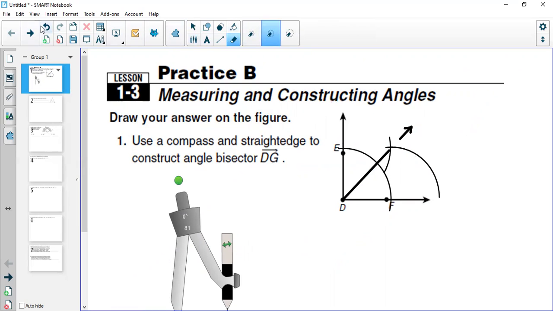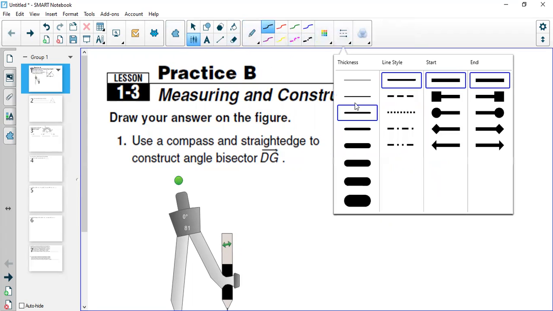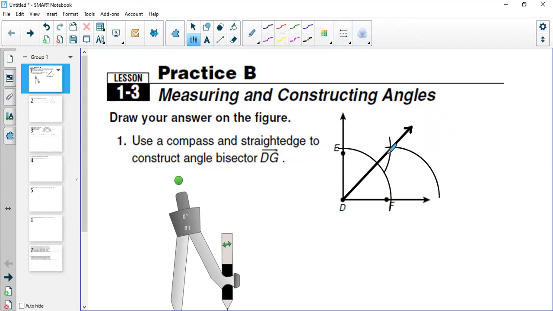Let me erase this G because it's looking very thick. It doesn't go away. Okay, so name this point G. And there you go, you have just constructed an angle bisector. What does that mean? That this part of the angle, angle EDG, is equal to angle GDF. We have already learned all these things.